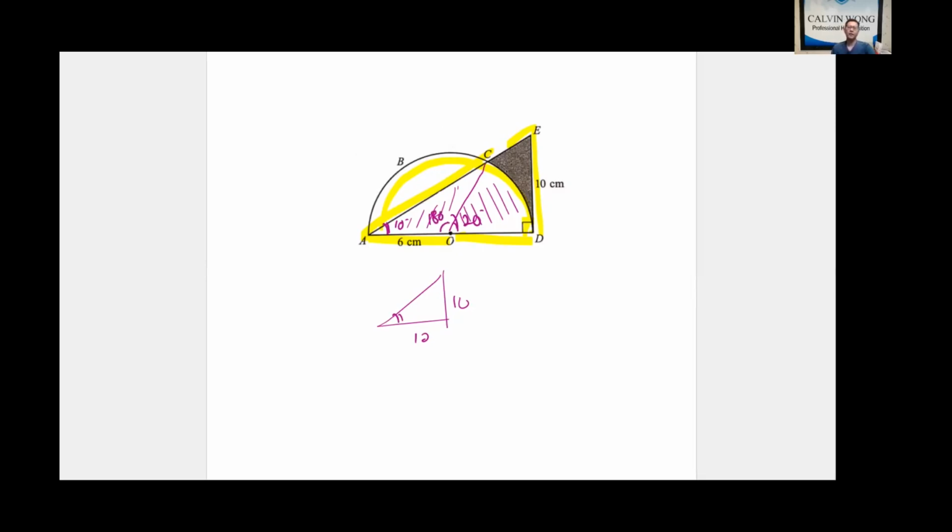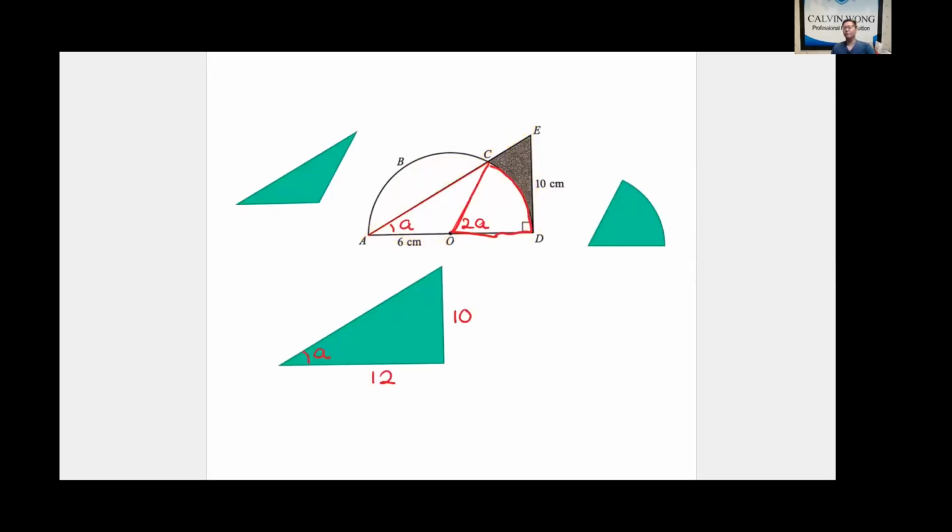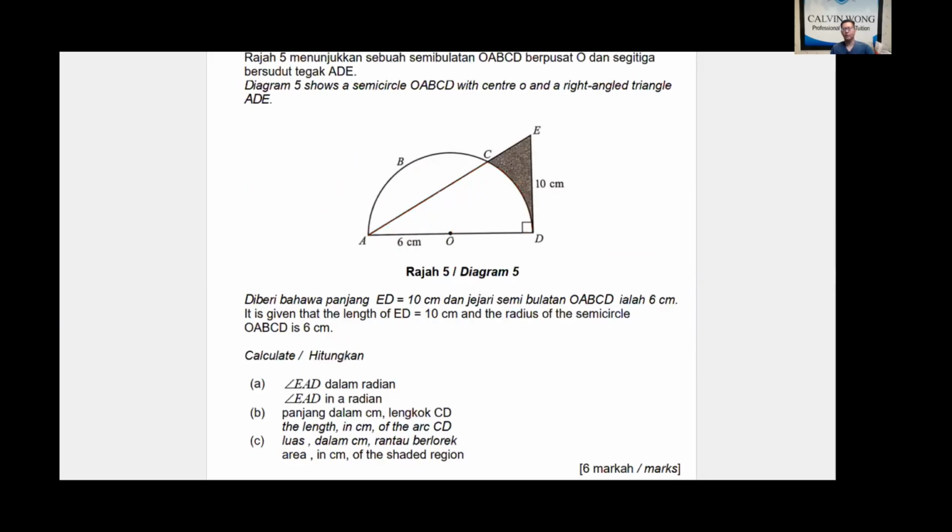Okay, so now let's see what information I can have. When you see this question, you must be able to dissect. You must visualize how you break it down into components. This is the skill you need. Then only we look at the question. Now let's start.